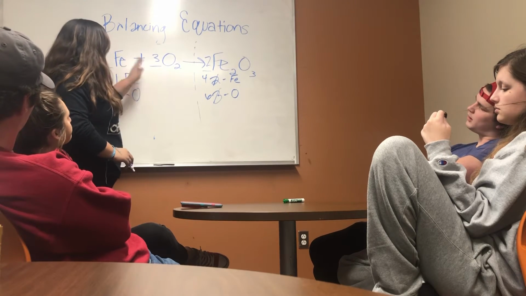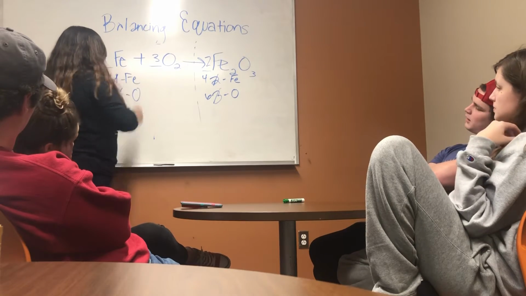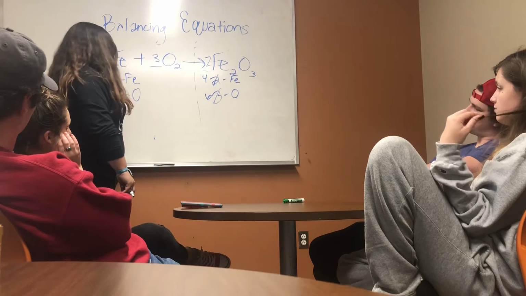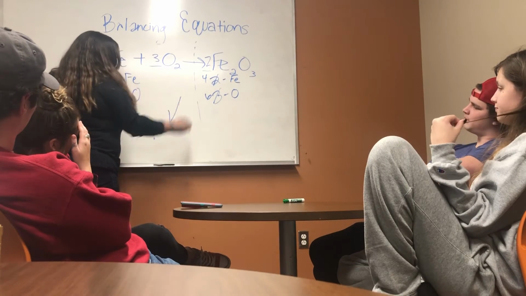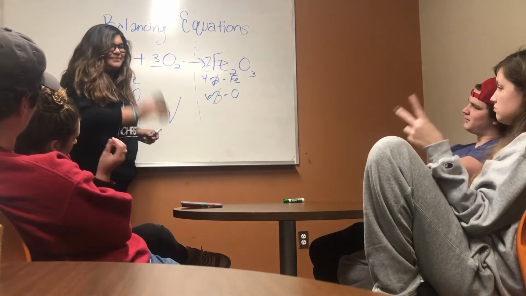4 times Fe equals 4 Fe. So are our Fe's balanced? Yep. Okay, what about our O's? Yep. So this equation is now balanced. There you go, this is balancing equations.